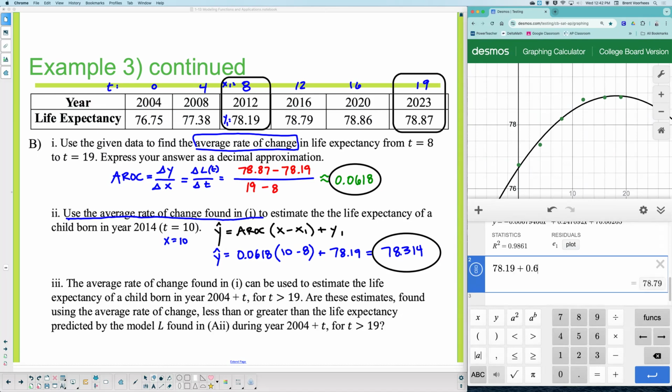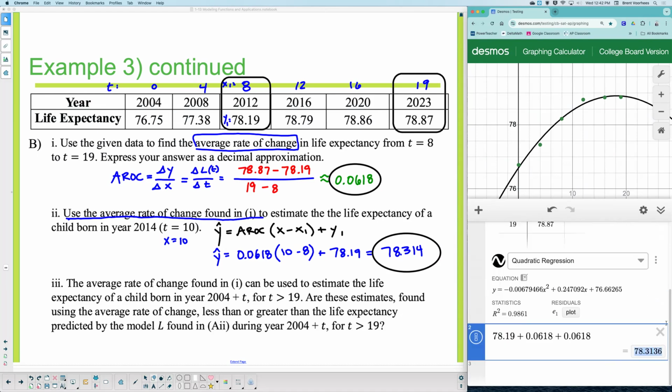Why would I add it twice? Because AROC is how much it's changing on average. If this is year 8, you see how that's year 8? Adding it once gets me to year 9. Adding it again, guess what I get now? I get the same exact value. See how that also worked? So if that's easier for you, do it that way. Start with year 8 and then just add the AROC however many times you need to get to the year. Does that make sense?